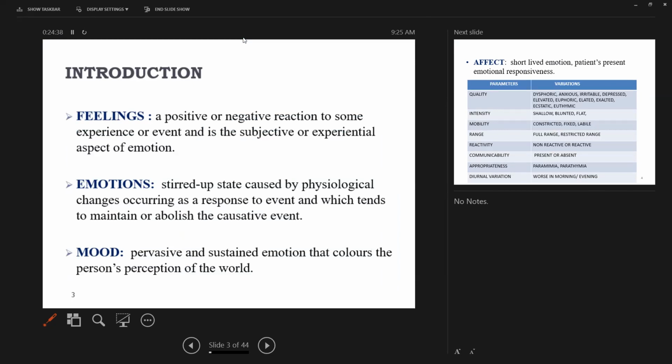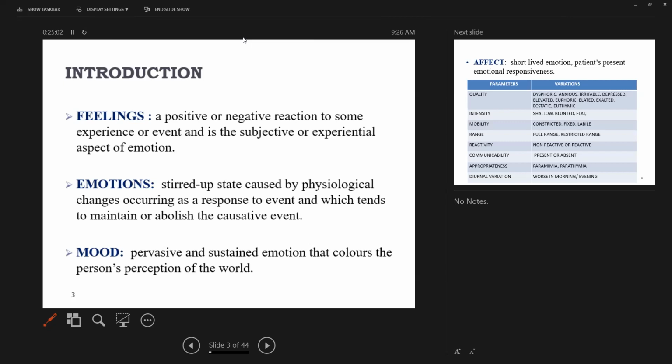So the definition, just the meaning. So mood is sustained emotion. It is pervasive and it is sustained, whereas affect is what we as doctors infer by seeing the patient's facial expressions, gestures and body language. What is the difference between emotion and mood?